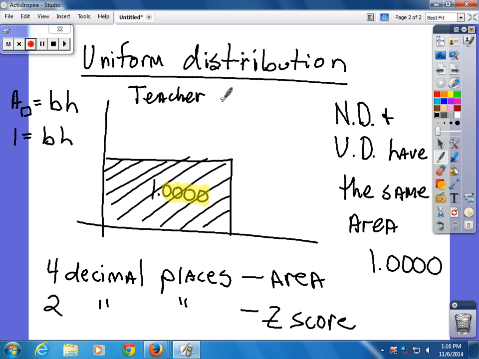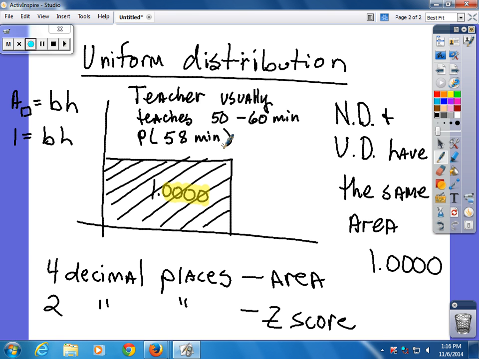Teacher usually teaches 50 to 60 minutes. What is the probability of the teacher going to 58 minutes, or letting you out after 58 minutes? What's the probability? Or, no, we'll say the probability of up to 58 minutes. What is the probability that that teacher is going to teach up to 58 minutes?